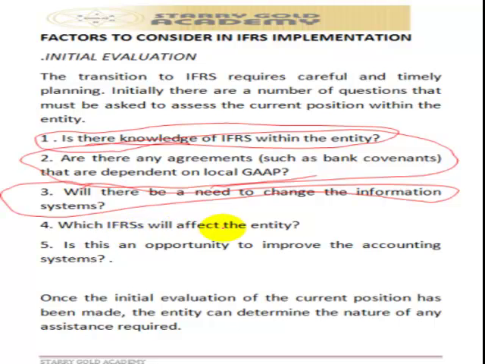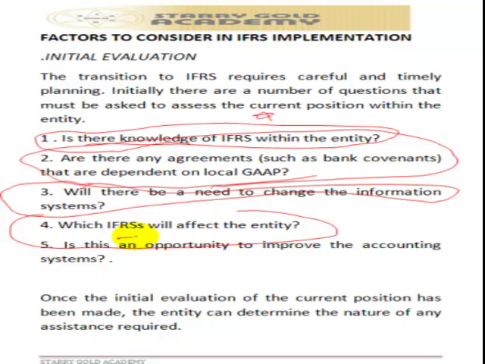Then, which IFRS will affect the entity? It is not all the IFRS that affect every entity. For example, business combination is only for those that are into group. If a company is only a single entity, no need of doing business combination. So all the IFRS are not applicable to some companies, but some companies only pick those that are applicable to them. But whichever is applicable to a company, must be applied in full.